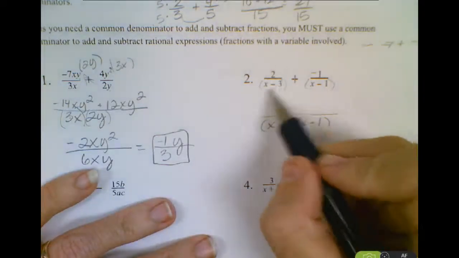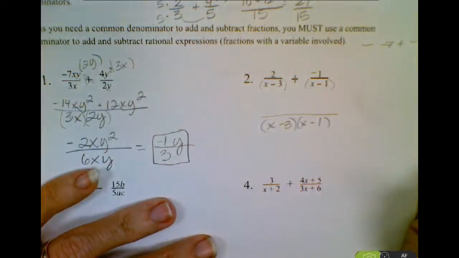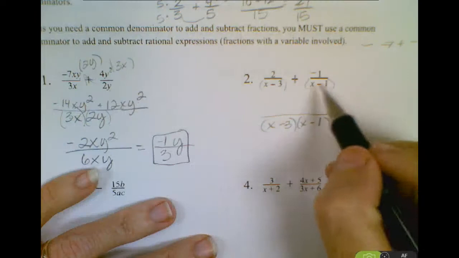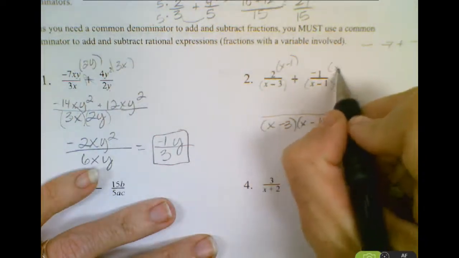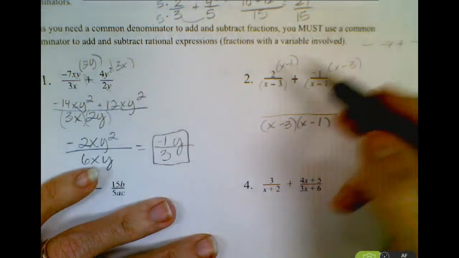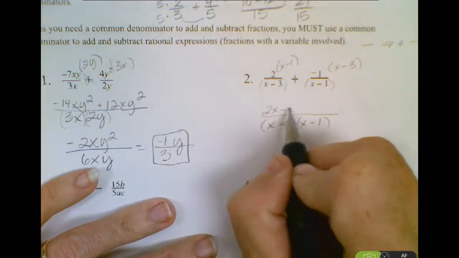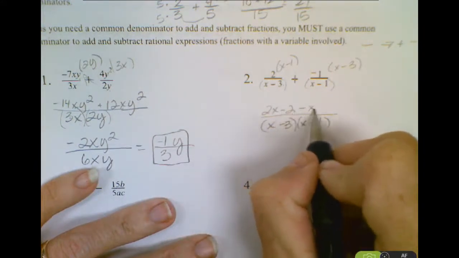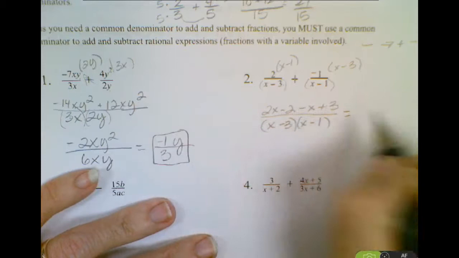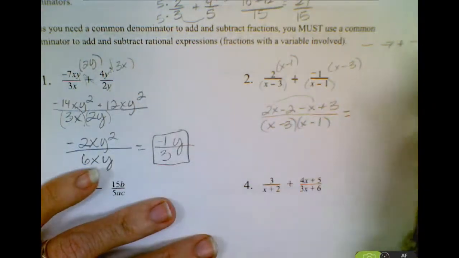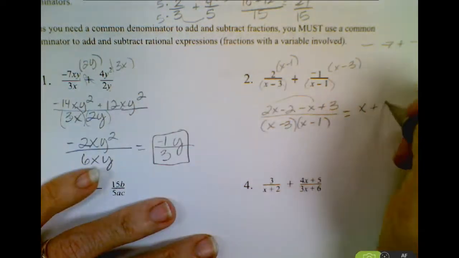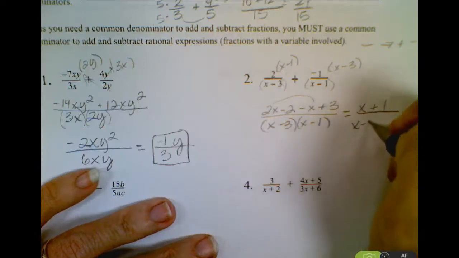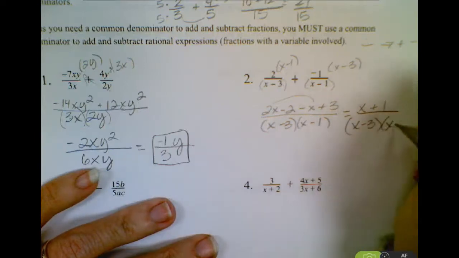So I have x minus 3 and x minus 1. And then the first fraction is missing the x minus 1. The second fraction is missing the x minus 3. Now you're just multiplying across: 2x minus 2 minus x plus 3, and simplifying. 2x minus x is x. Negative 2 plus 3 is positive 1, over x minus 3 and x minus 1.